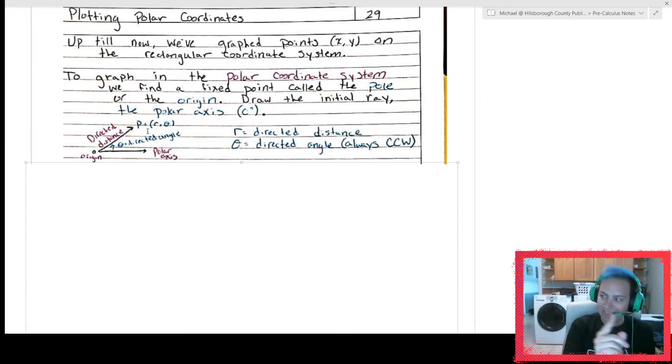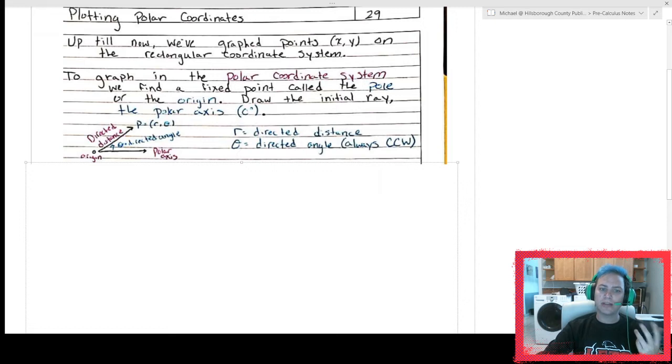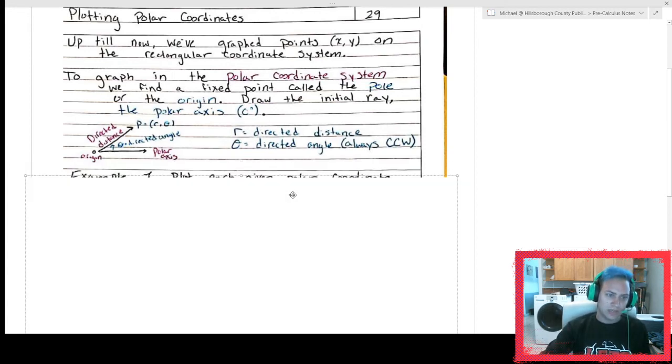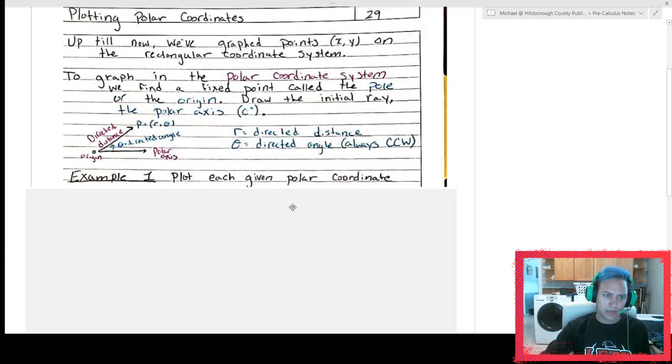The radius dictates how far we go out on our polar axis, and theta dictates how many degrees we rotate that ray to create our polar coordinate. So just as a reminder, the radius is our distance, and theta, the directed angle, always moves in a counterclockwise fashion. I believe I have my two examples today.